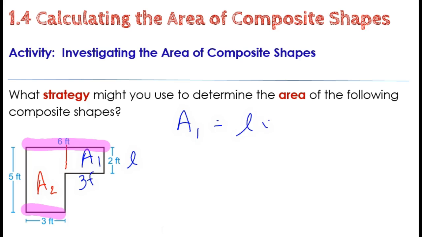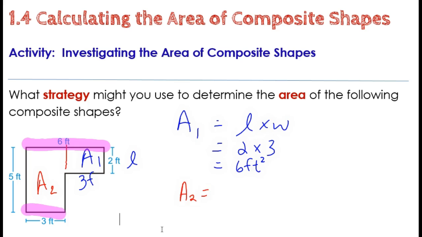The length times the width will give me the area in this case because it's a rectangle. So I'm going to say 2 feet times 3 feet will give me 6 square feet. Now I'm going to look at the information that's given for area 2, my big rectangle.